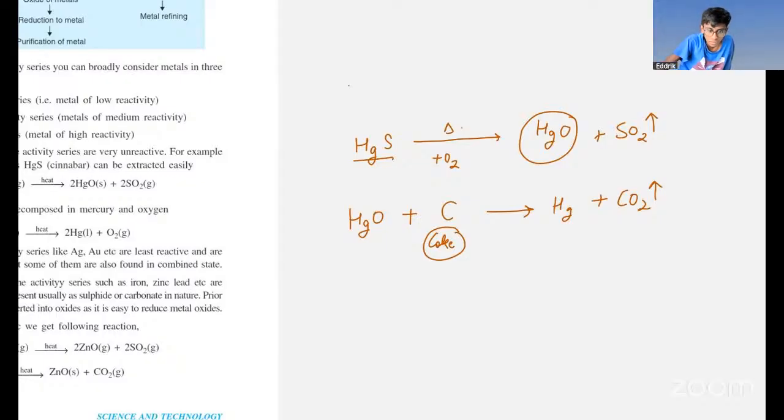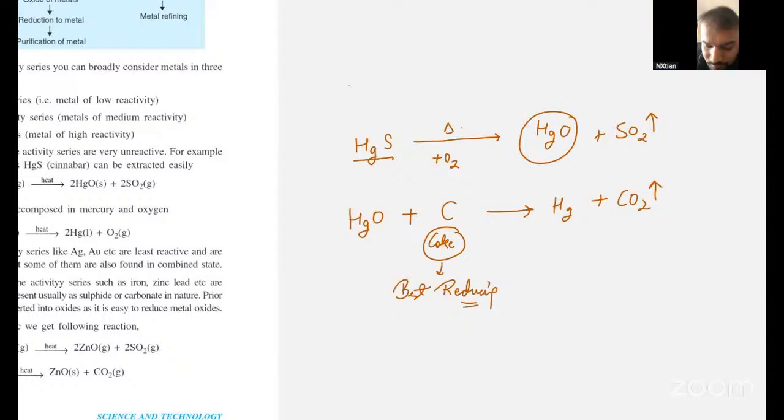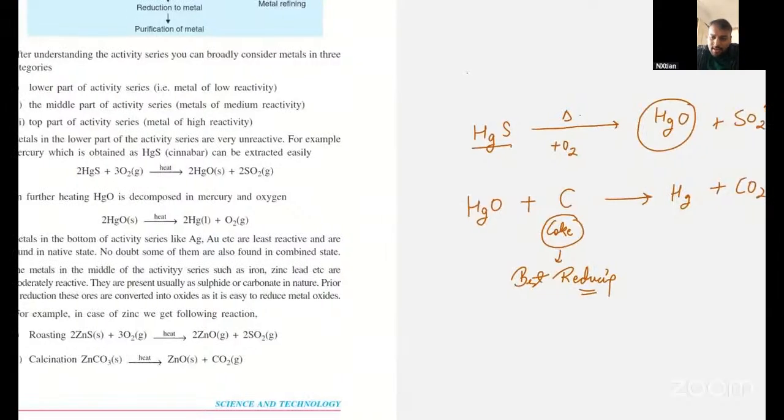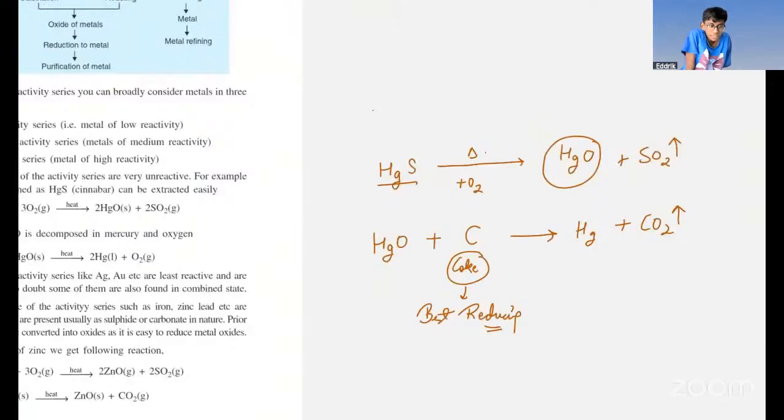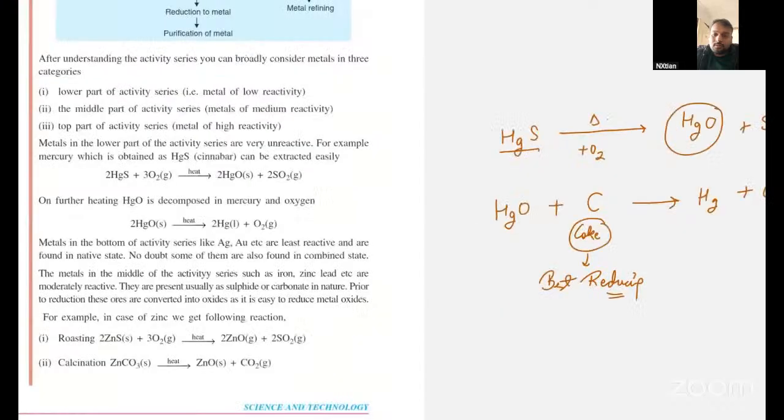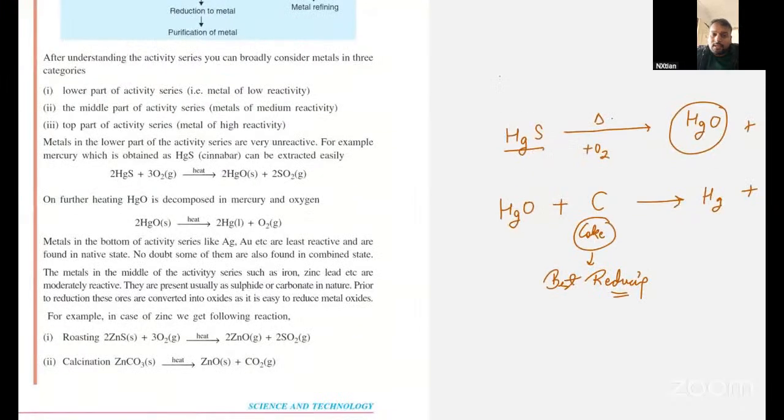Sir, instead of CO2, can you use CO, carbon monoxide? Carbon monoxide is very rare because it has fewer oxygen atoms. Generally we get carbon dioxide only, but for zinc we get carbon monoxide. Everyone got it?